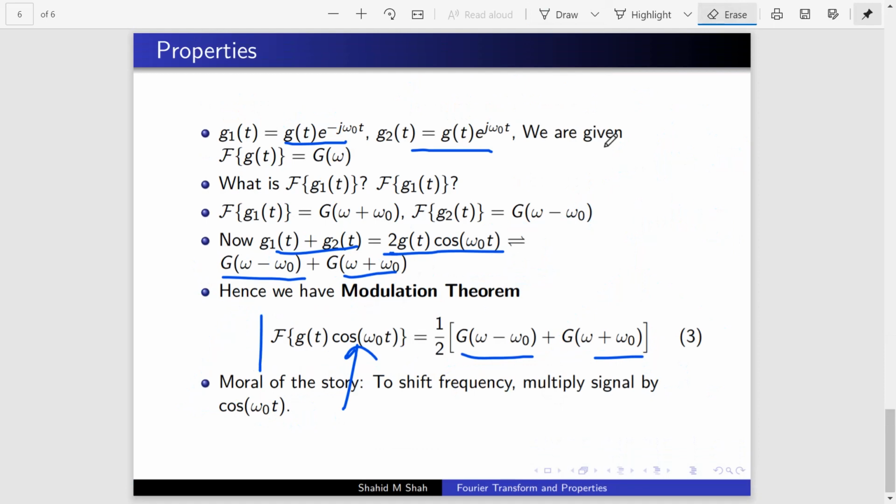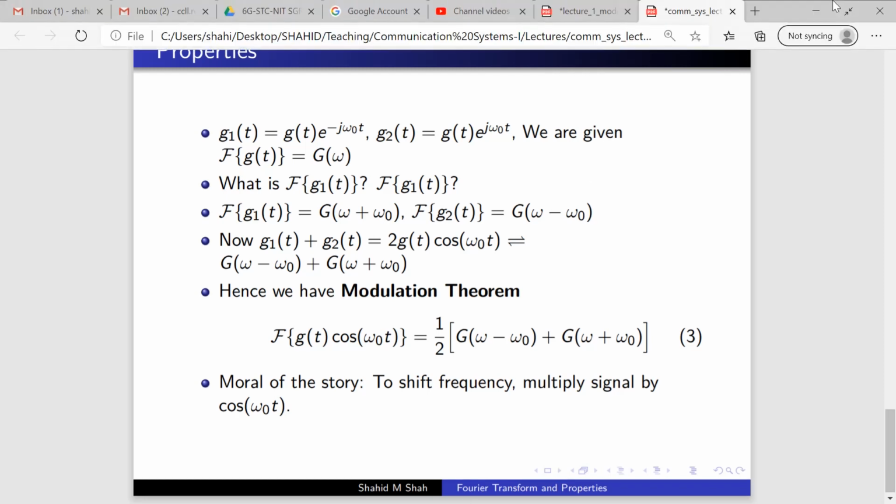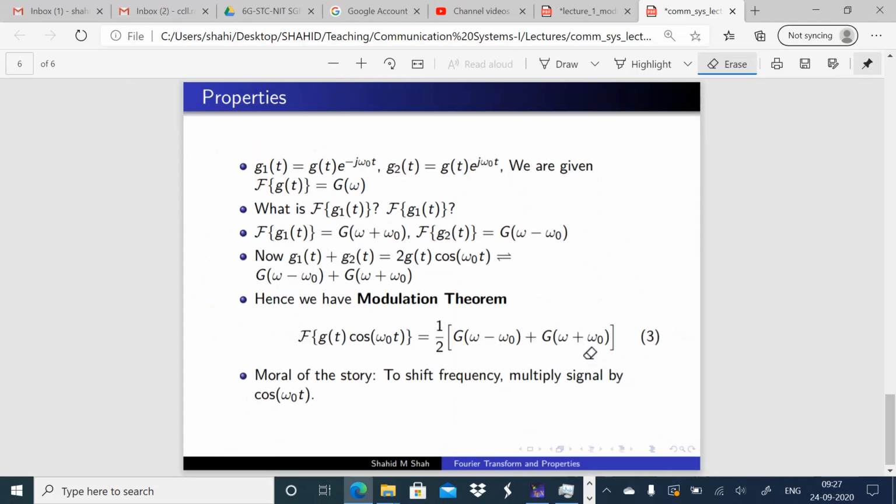This is a very important property. In fact, it has a name called the modulation theorem, and in the next video lecture, I will explain how this is very important, why it's called the modulation theorem, and it has a very close relationship with communication systems, and that we will do in the next lecture.